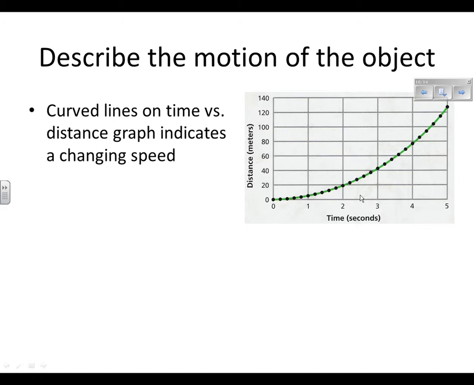This is an object that is going faster. Which way is this object going faster? Away from the reference point, right? Because we start off with a kind of shallow slope, but it's still positive, and then that slope increases, increases, increases, always positive, though. Okay? Good there? Next.